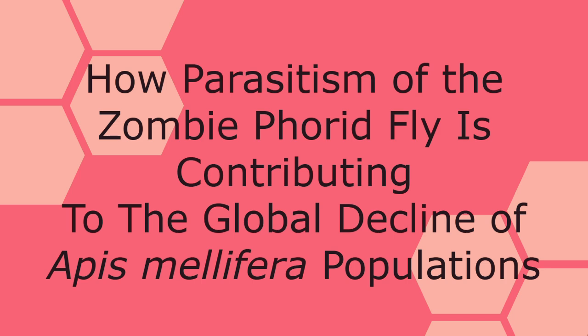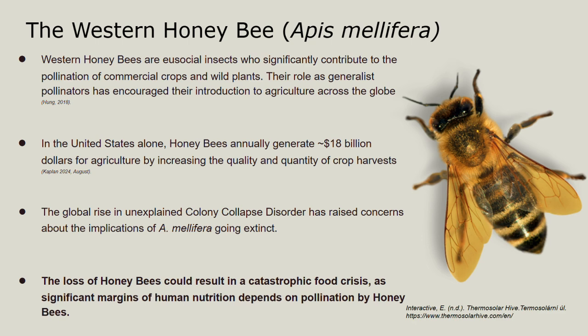The western honeybee is one of the most integral eusocial pollinators that we have. They not only help pollinate and propagate wild plants, but they increase the quality and quantity of our crop yields, which generate massive economic and nutritional value for the average person. In the United States alone, they annually generate approximately $18 billion.